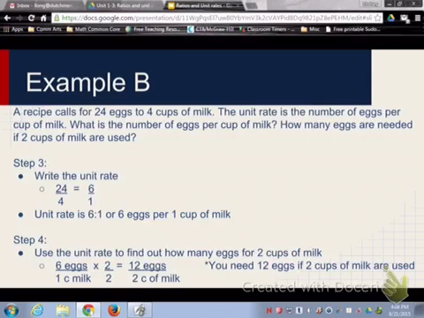So we would need to take our 6 eggs per cup of milk and multiply that times 2. So 6 eggs times 2 would give us 12 eggs. 1 cup of milk times 2 gives us 2 cups of milk. So we would need 12 eggs if 2 cups of milk were used.